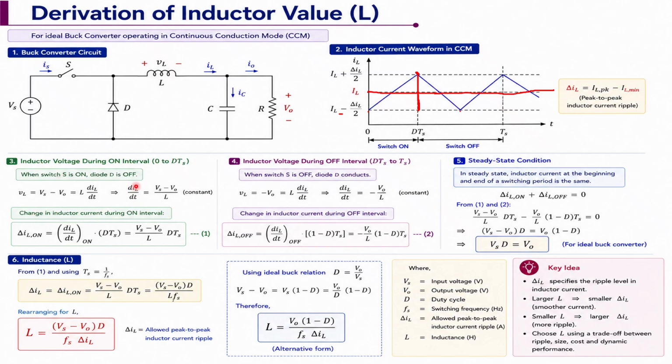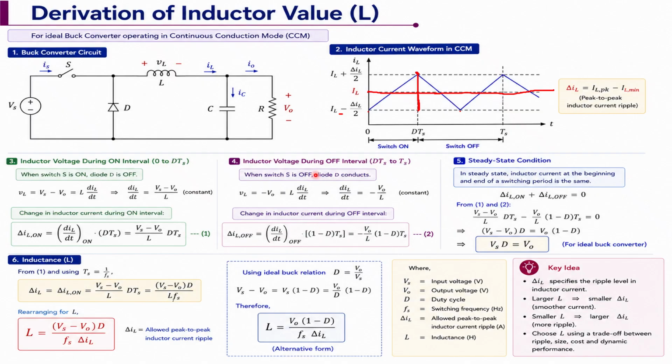Now this dIL by dt can be written as delta IL during the on condition. In the on condition, the on interval is nothing but DTs, so delta IL is equal to (Vs minus V naught) upon L into DTs.